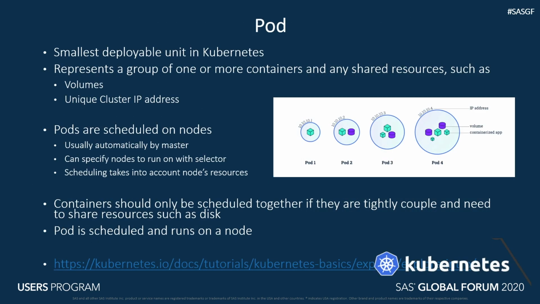So the pod, again, is the smallest deployable unit in Kubernetes. When we talk in Kubernetes terms, we're talking about pods, not containers. Pods wrap around the containers. We represent a group of one or more containers and any shared resources, which we said can be volumes or unique cluster IP addresses. Pods are scheduled on nodes automatically by the master, but you can also specify a particular node to run on with a selector. A selector is simply an identifier, a label, a tag. We'll be talking more about selectors a little bit later on.